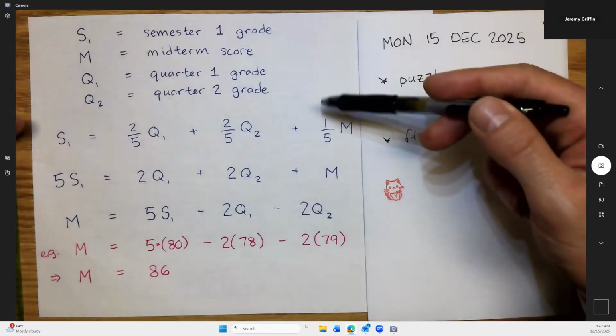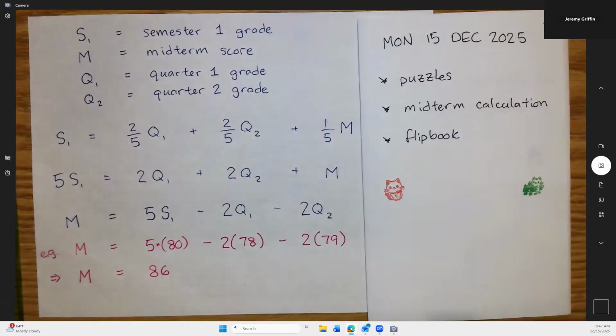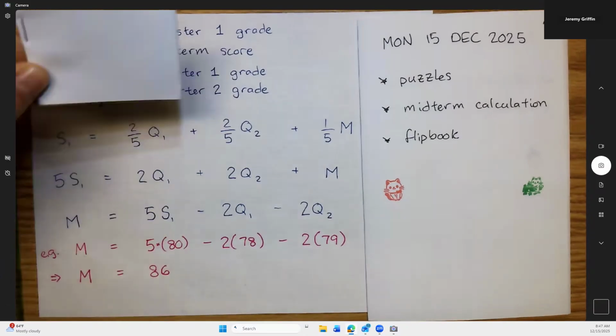Okay, so here's how you calculate your semester grade, and here's how you calculate what you need on the midterm. Here's an example in PP. Do that, and then you should have one of these flipbook diagrams, so we'll get to this after the practical.